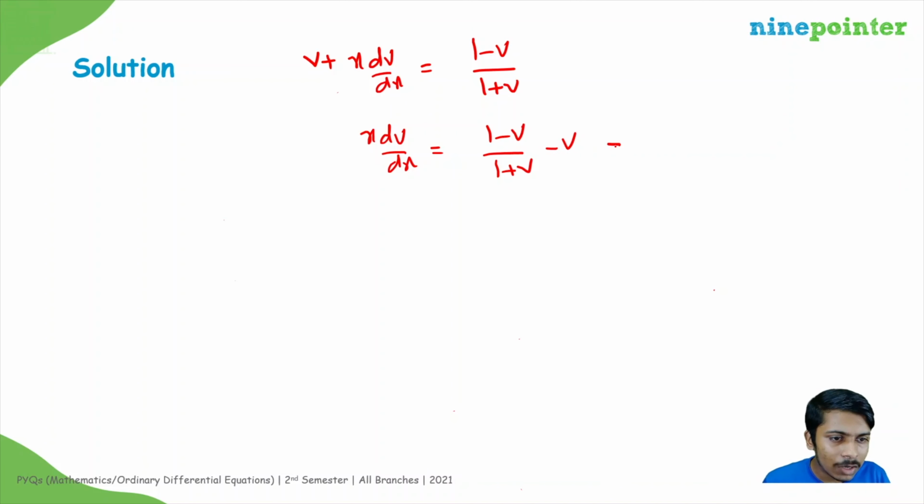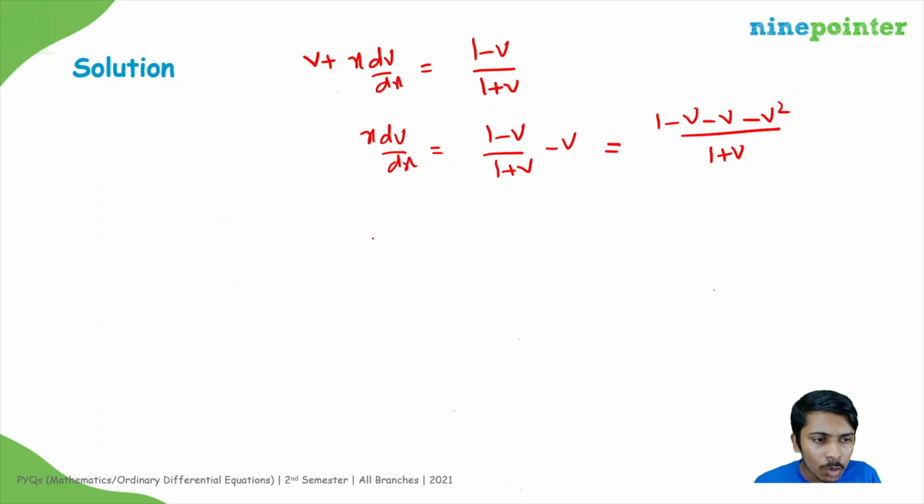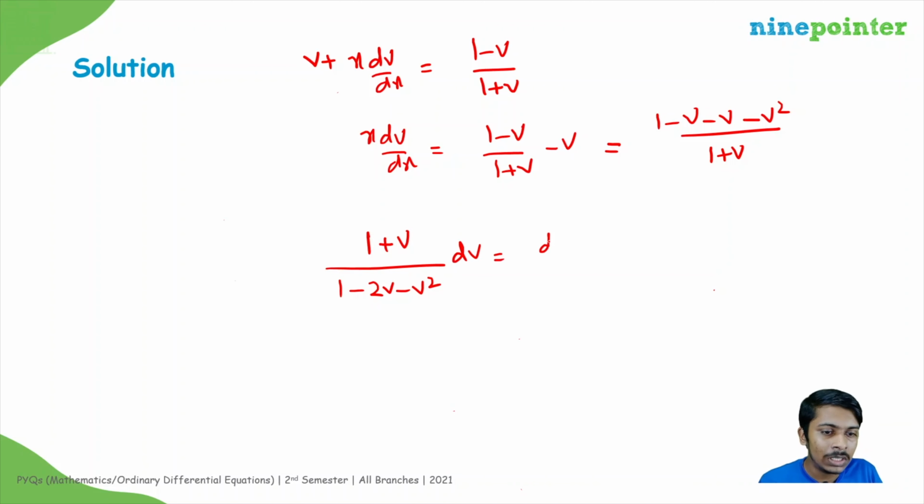Let me just carefully simplify it. 1 minus v into 1 will be again 1 minus v, and minus v into plus v will be minus v square, divided by 1 plus v. Now this can be converted into a variable separable equation very easily. Let me just take those v terms here: (1 plus v) divided by (1 minus 2v minus v square) dv is equal to dx divided by x. So now this is in variable separable form and I can just integrate on both sides.